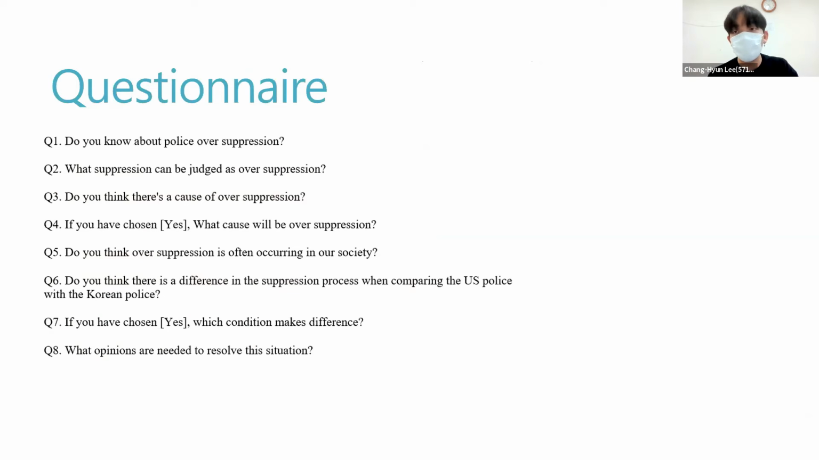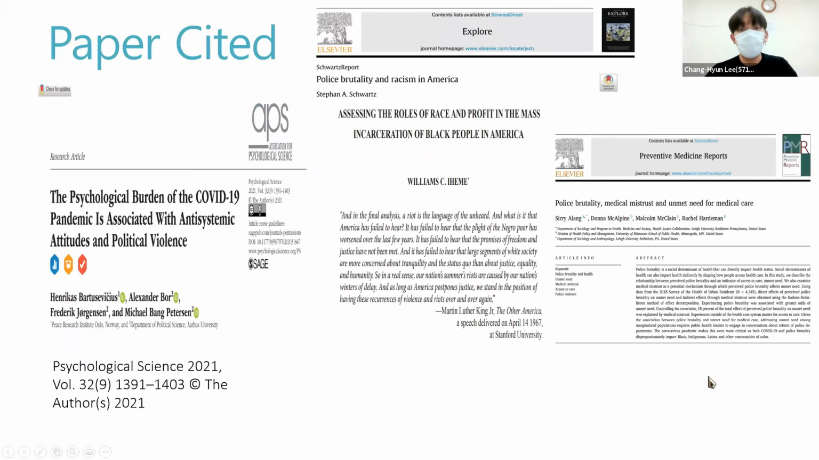So these are the questionnaires that we prepared to use in our papers. We think other audiences are aware of the concept of excessive police suppression, but they will probably know about US police's over-suppression. Police over-suppression also happens in Korean society, so we want to know if they notice these situations, and we also wanted to investigate if there were any options to resolve this situation that often happens. So these are the papers we cited. These are the papers from Scopus, which are really reliable.